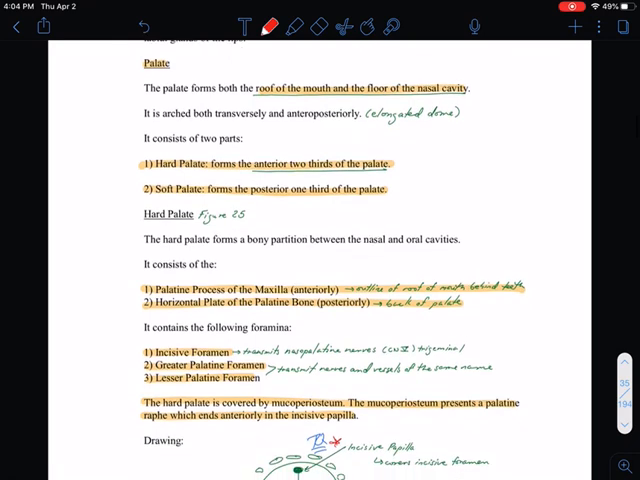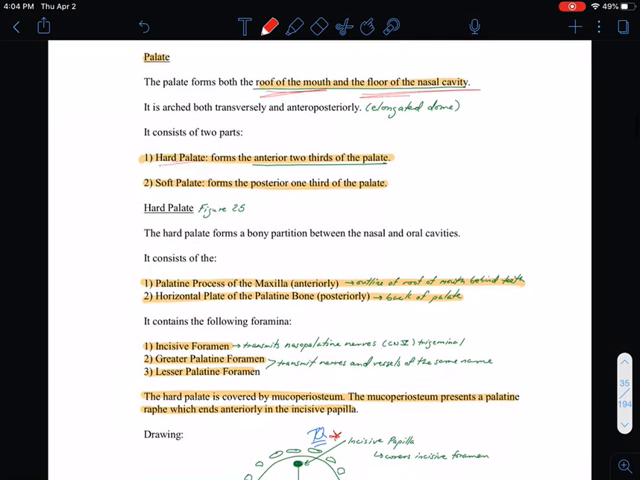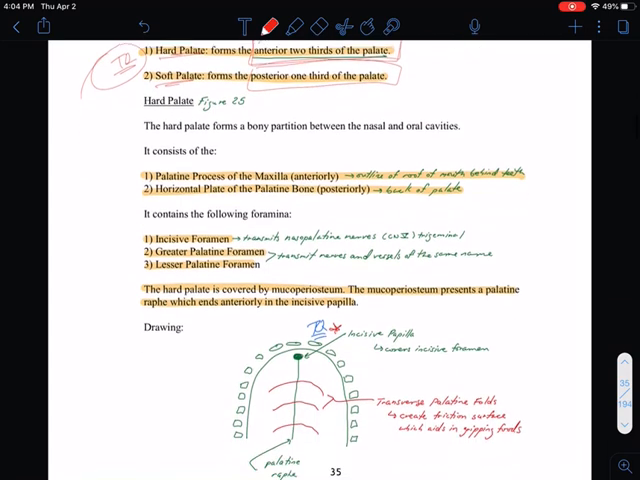Now we get into the palate. Okay. So the palate is what forms the roof of our mouth and the floor of our nasal cavity. It does both. We have a hard palate. We have a soft palate. It's important to note that the hard palate forms the anterior two-thirds of the palate. The soft palate forms the posterior one-third. Know that for sure.